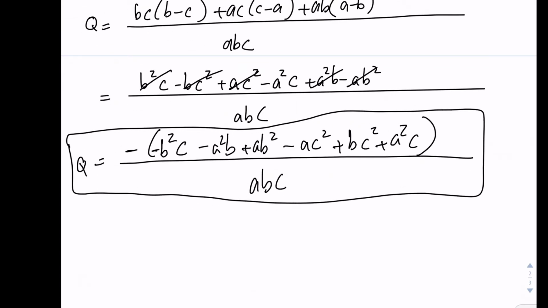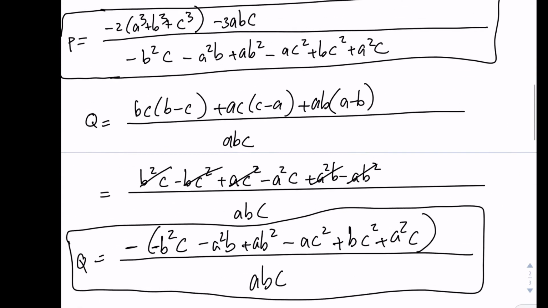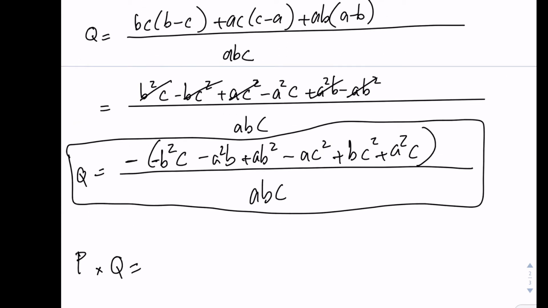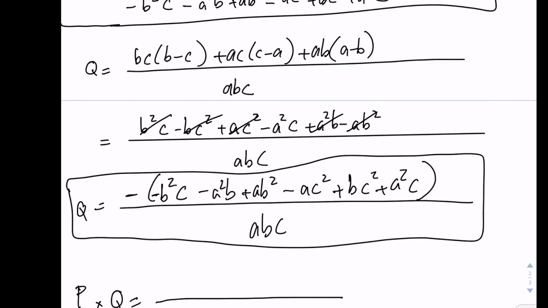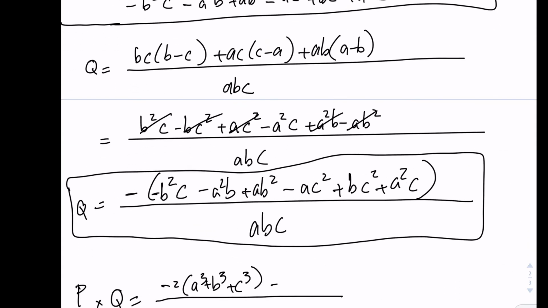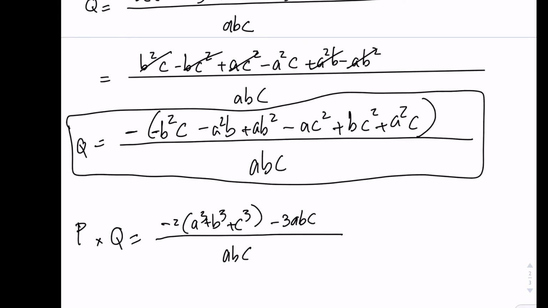Now if we multiply P and Q, the denominator of P and numerator of Q will cancel out, and we will get minus 2 times A cubed plus B cubed plus C cubed minus 3ABC, and then the denominator of Q, which is ABC.